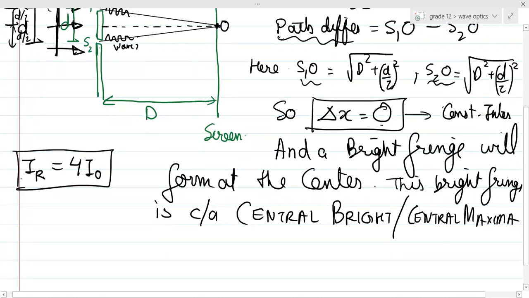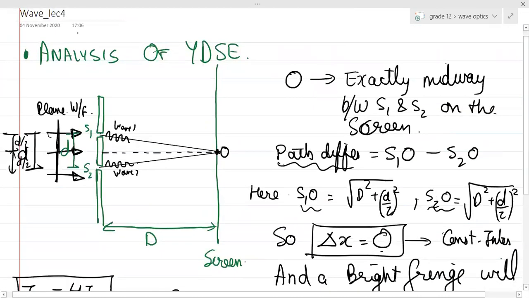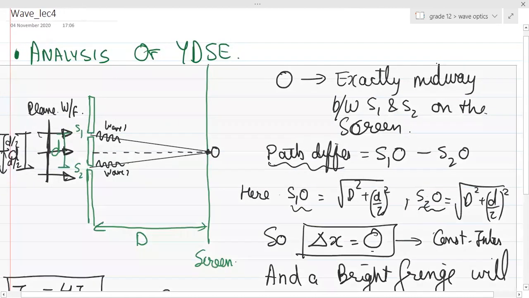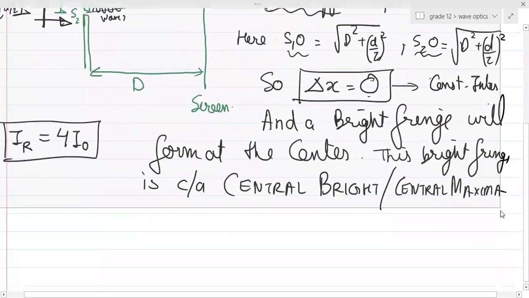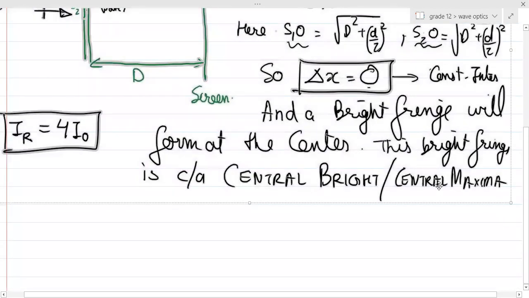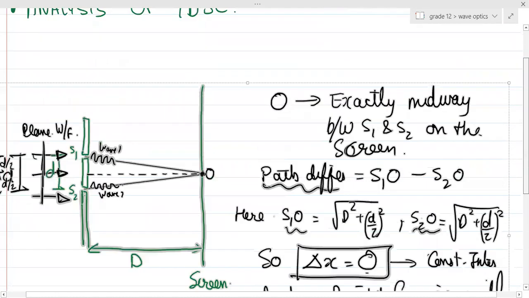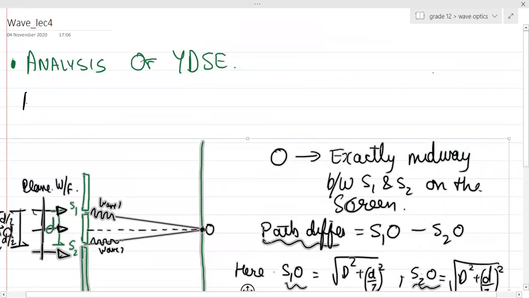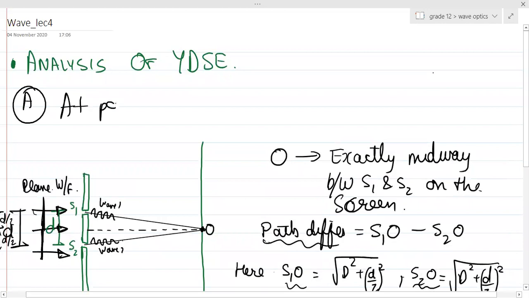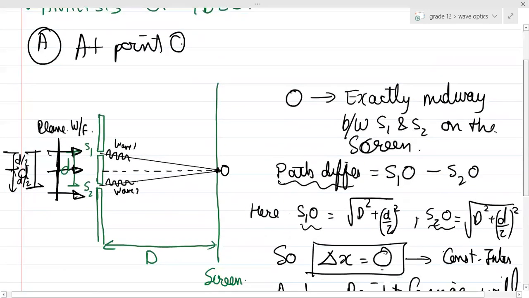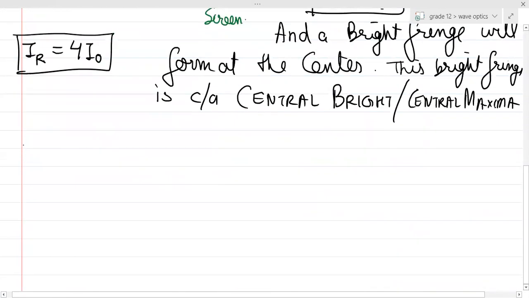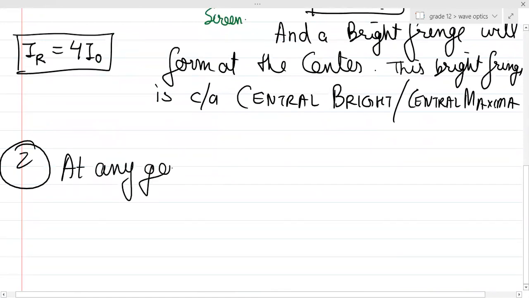Yes. So, what will happen at the center, that we have discussed. So, all this analysis was only for point O. The second case is, let's say, at any general point P.